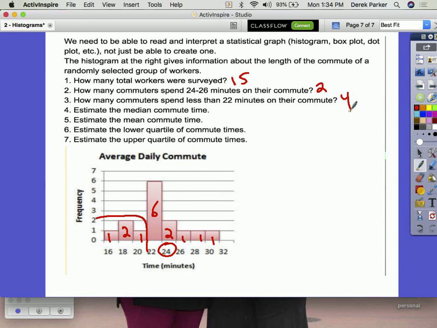Estimate the median. My median is going to be probably around 22 to 23. So I'm just going to say 22. Estimate the mean. Well, this is a normal bell-shaped curve, so it's also going to be 22. Estimate the lower quartile. My lower quartile, 18, is in the middle. And then my upper quartile would be 28.